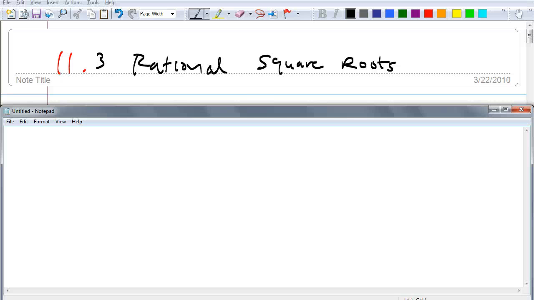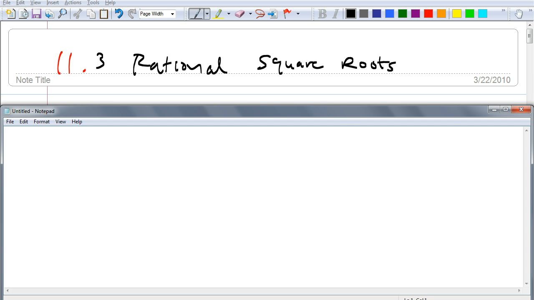So today we're going to talk about rational square roots. I'm going to review a little bit, even though this is something we did last time. So who remembers from last time? We went through this quickly. So before I talk about rational square roots, I'm going to talk about rational numbers first and irrational numbers. So what are rational numbers?